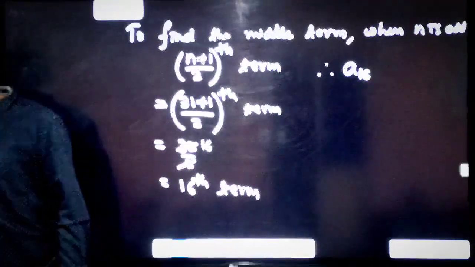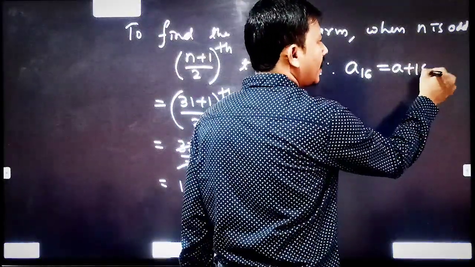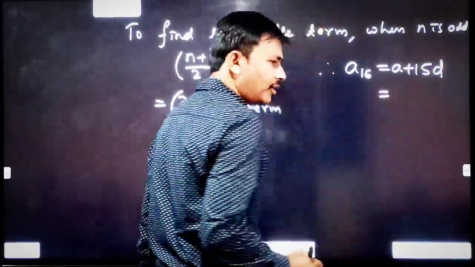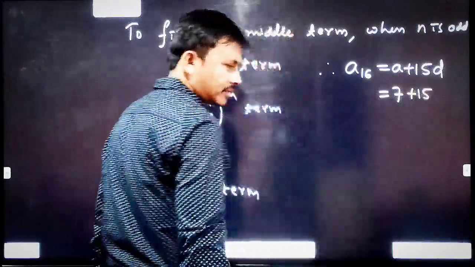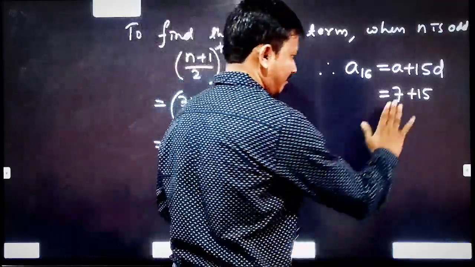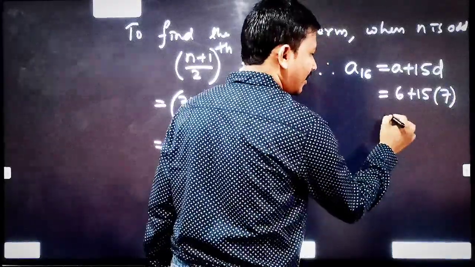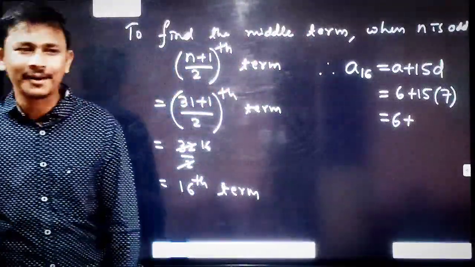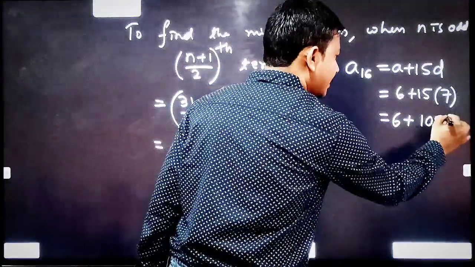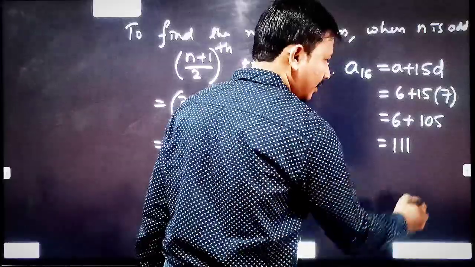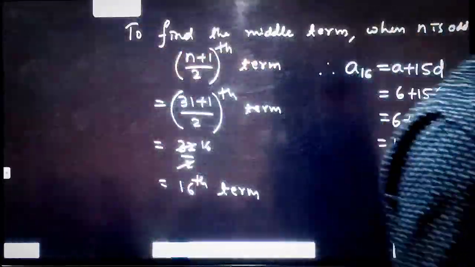Therefore, 16th term is nothing but A16. A16 is equal to a plus 15d. What is a value? 6. What is d value? 7. 6 plus 15 sevens are 105. 105 plus 6, 111. Answer is 111. Right.